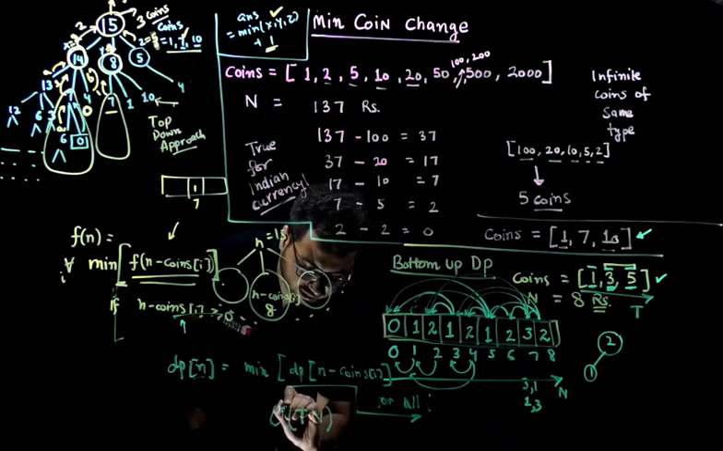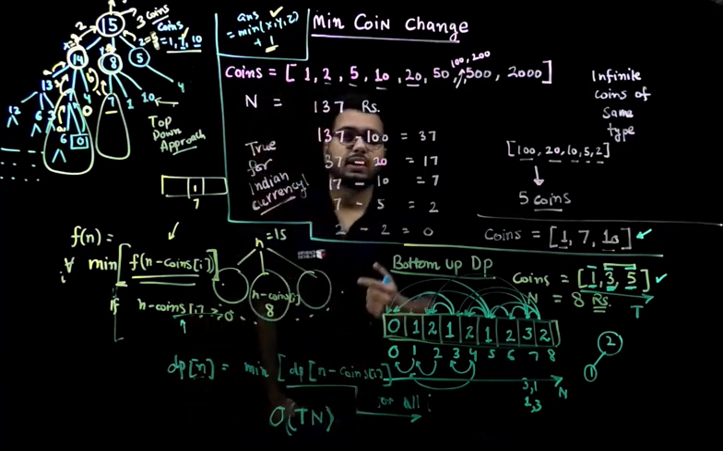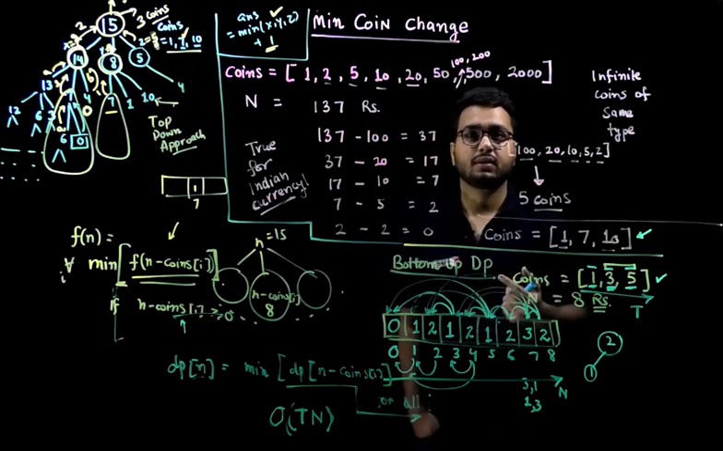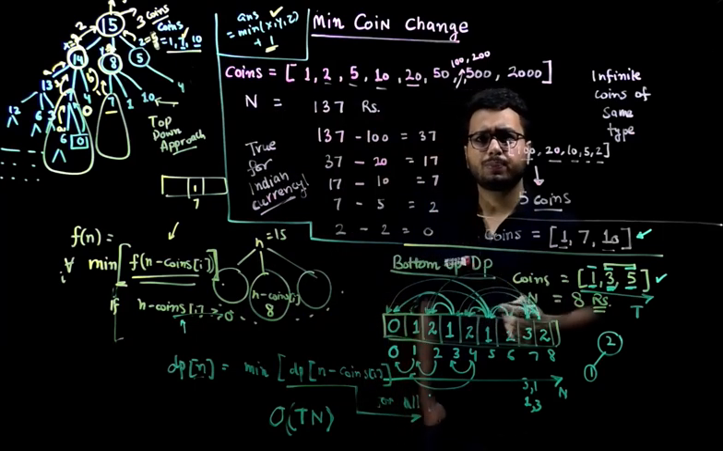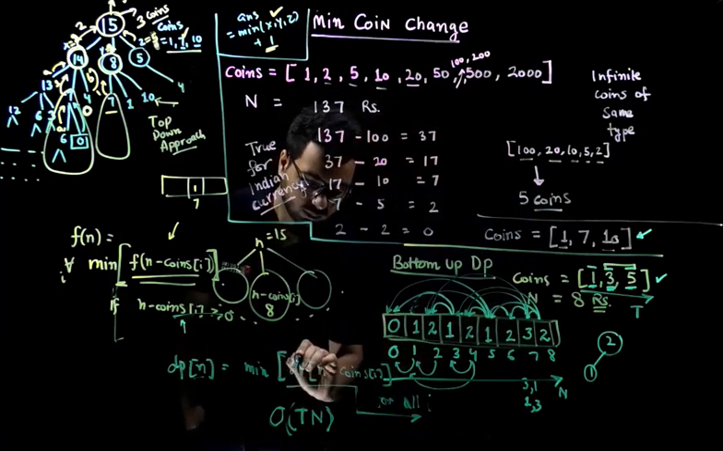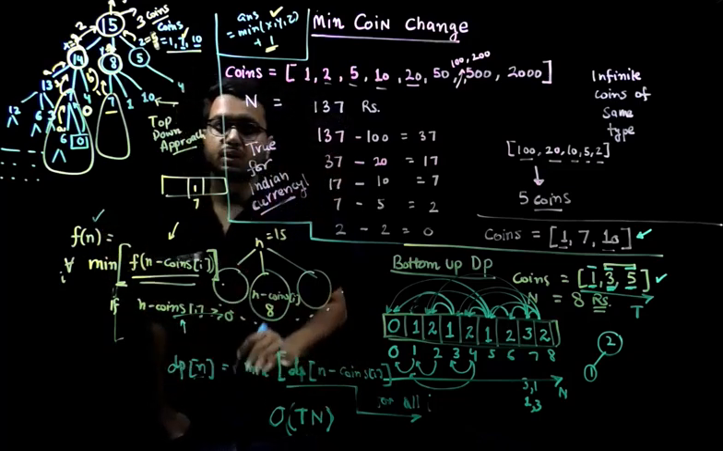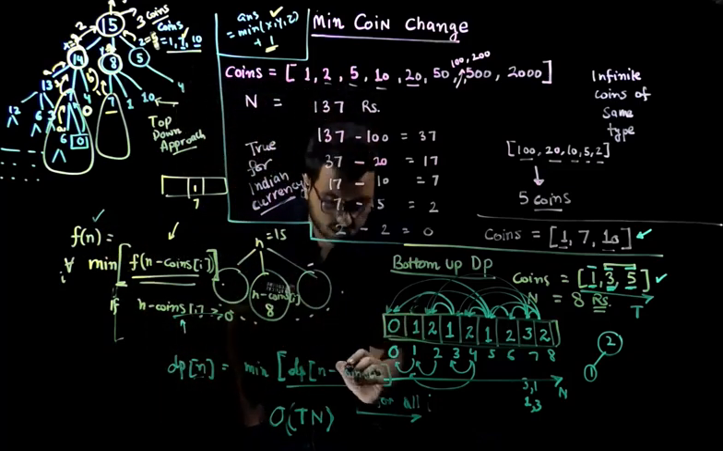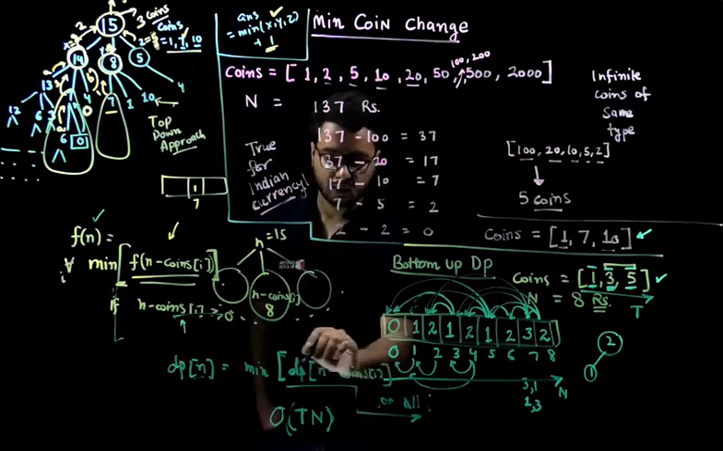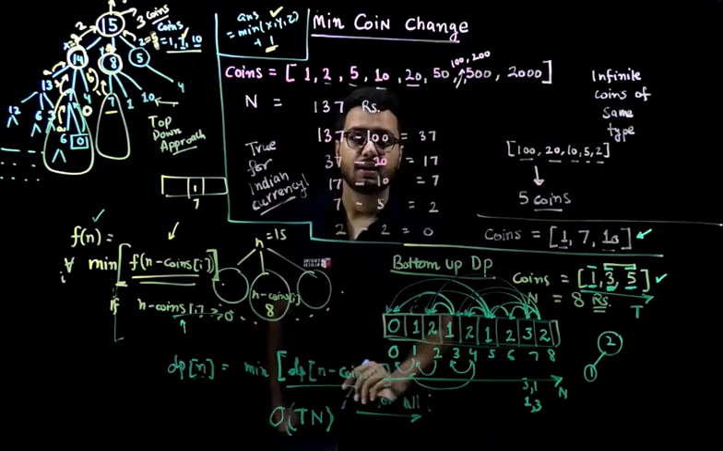So the overall complexity, both in the top down and bottom up case, would be t into n, where n is the amount and t is the type of coins you have. I hope this particular solution is now clear to you, and this DP is same as this f. So do not think of it as a different thing; these two are effectively the same. Here I have written DP of n minus coins of i for all possible i.